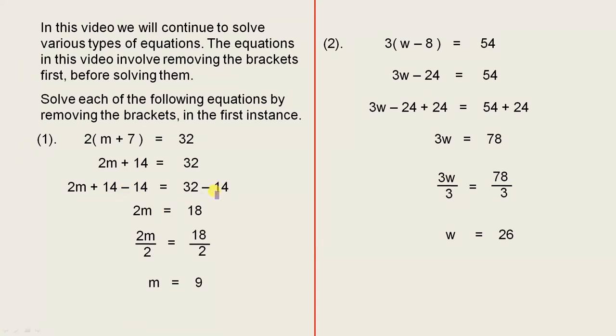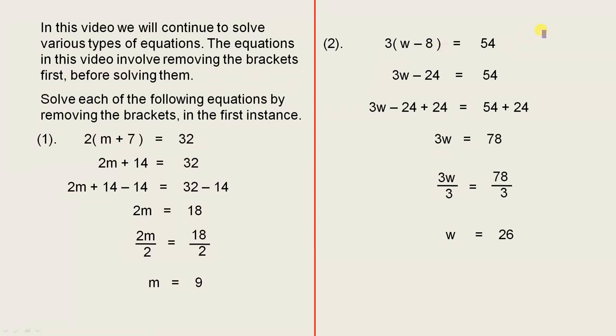32 minus 14 is 18, so 2m equals 18. Because that's multiplication, divide both sides by 2. That gives us m, and that gives us 9. So m equals 9 is the answer, and that solves that equation.